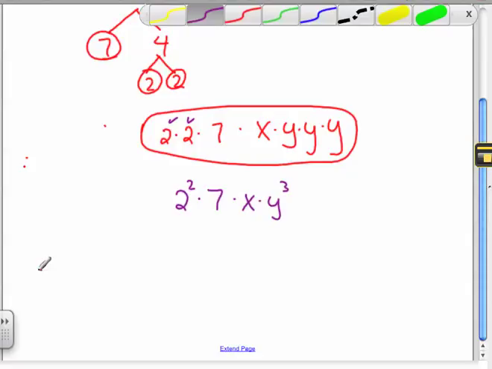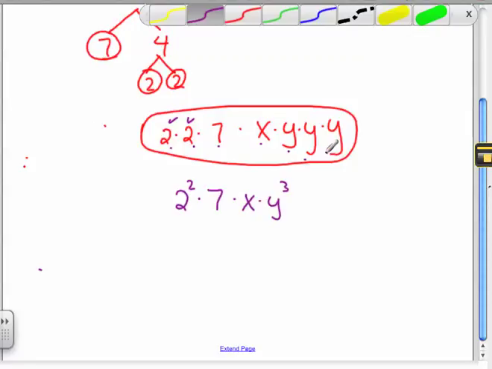Let me ask you this one. Does 7x squared go into this number? Can I make 7x squared out of what I have down here? No. What am I missing? X squared. I have x, but I need another one to make 7x squared. So 7x squared does not go into 28xy cubed. Okay? If I want to know what numbers go into 28xy cubed, I have to be able to make them from the ingredients of 28xy cubed. If I can't, then it doesn't go into it.